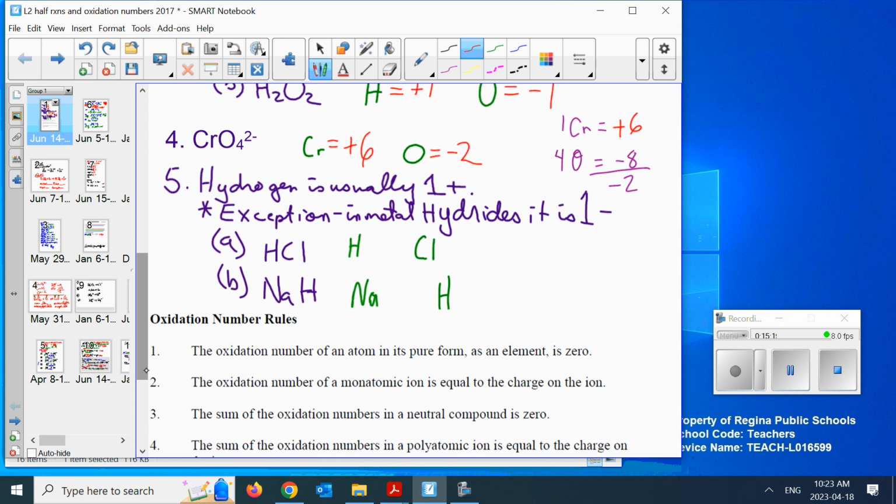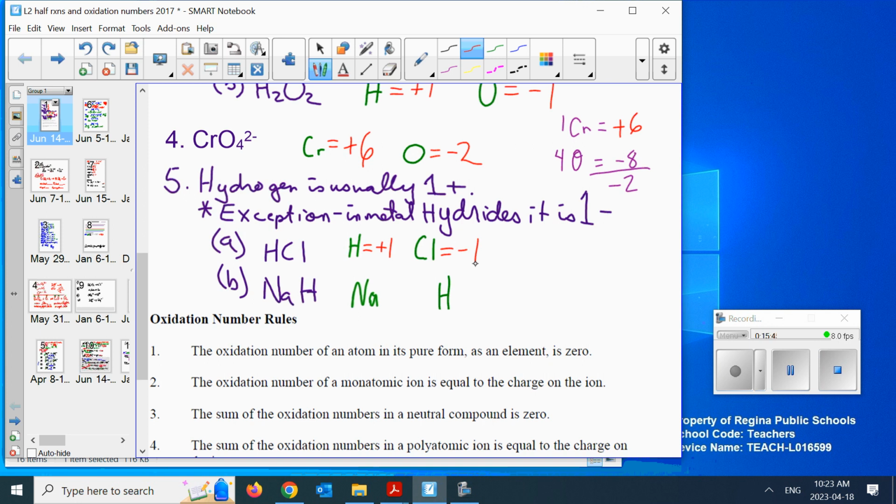And 5 refers to that hydrogen. Usually +1 unless it's with a metal hydride. First one, HCl. Okay, it's not a metal. It's +1. And hey, this makes sense because my ion charge of Cl is negative. That's expected. And put down my +1. Negative.